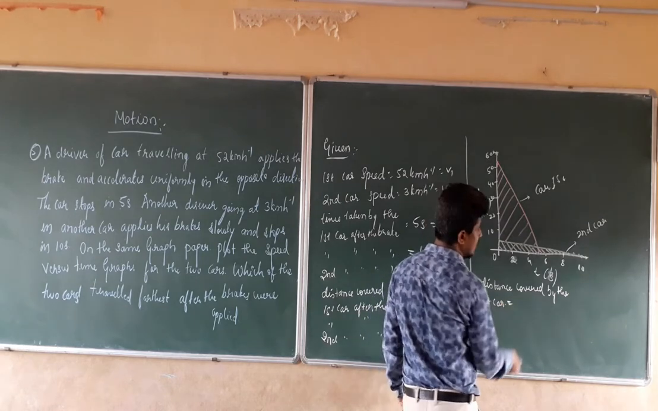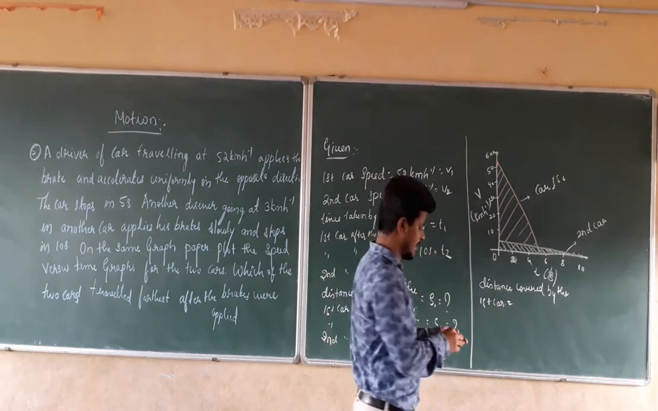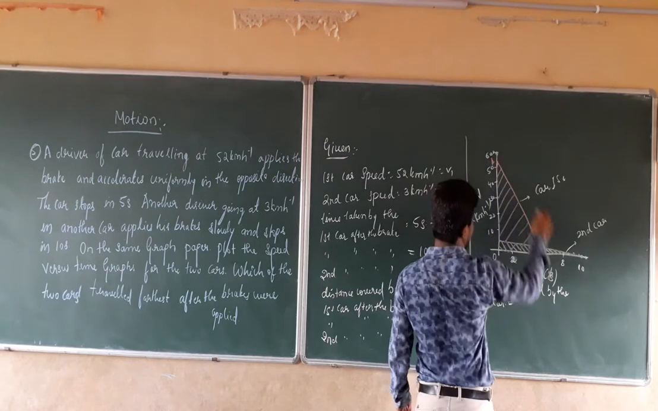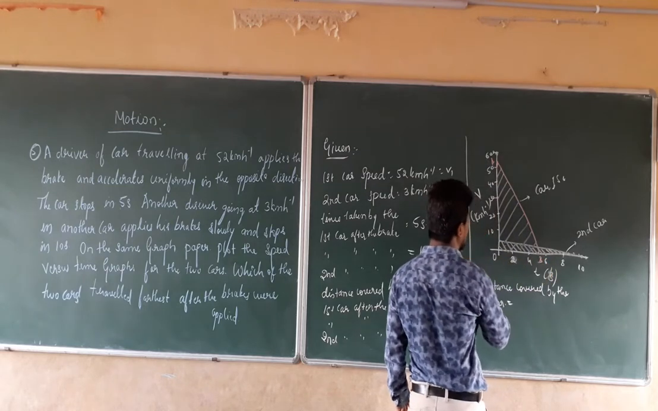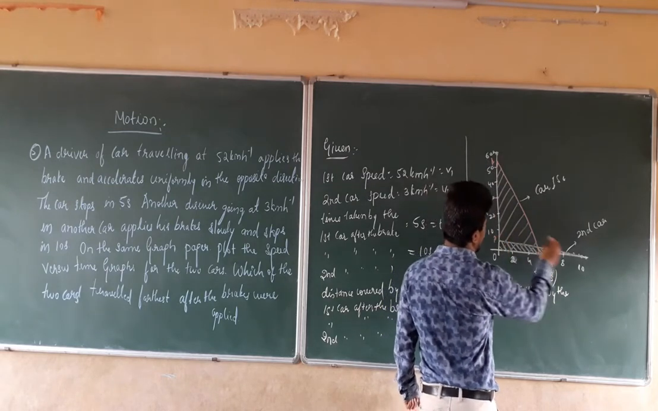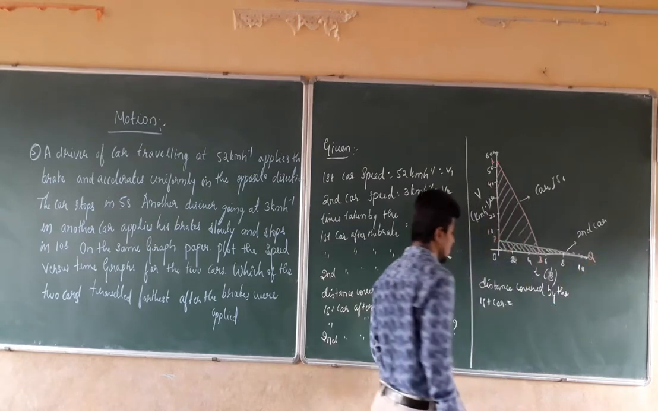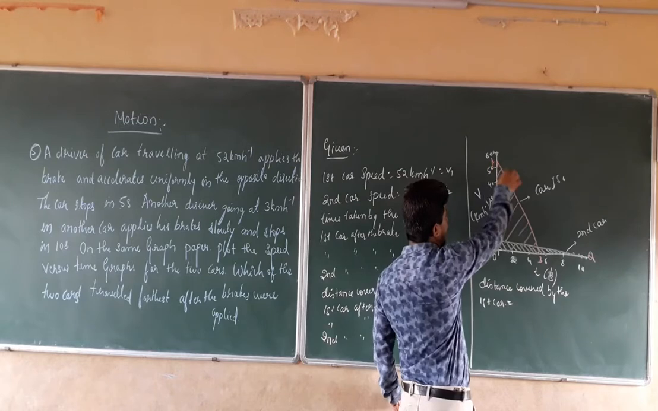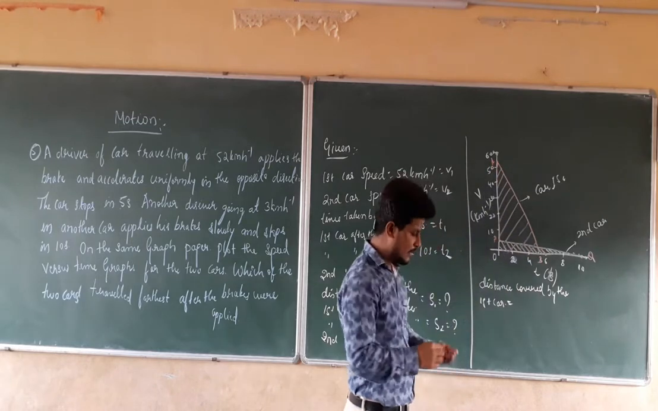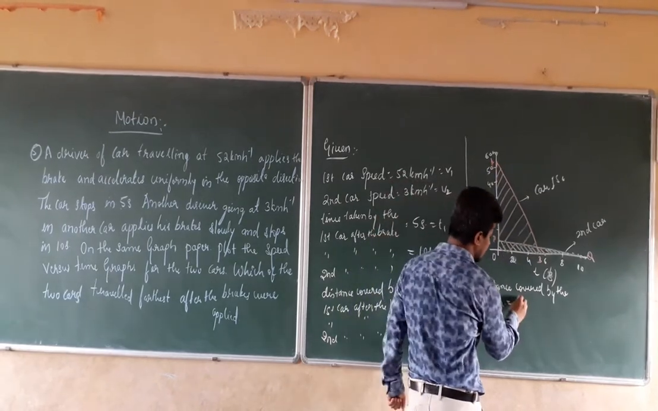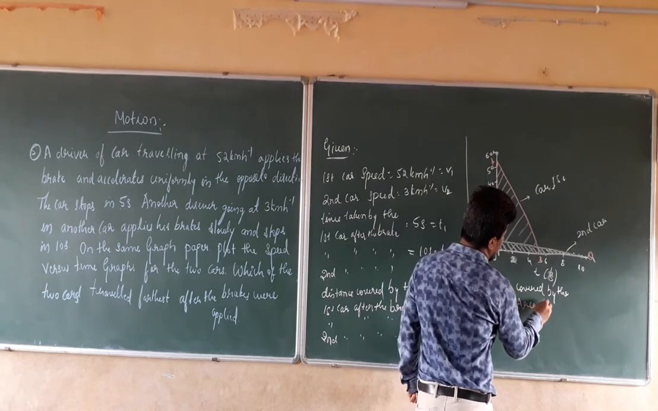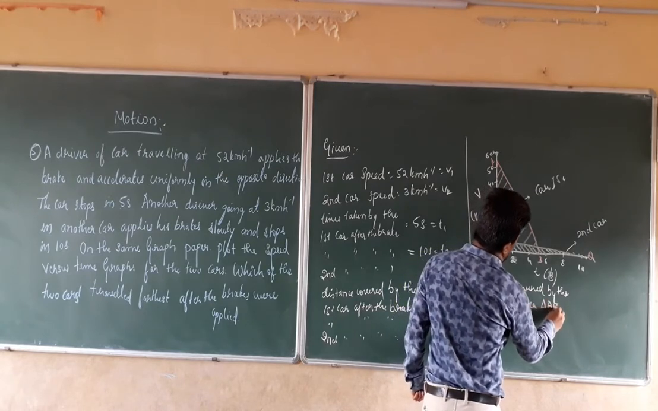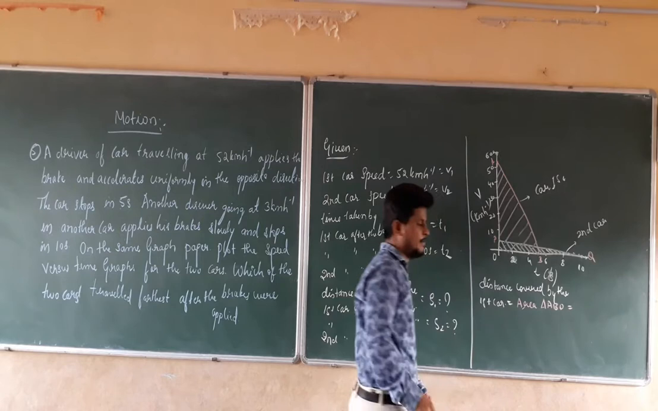Let us name this point A, this point B, and this point O. In the same manner, this will be P and this will be Q. The distance covered by the first car will be the area of ABO, which is the area of triangle ABO.